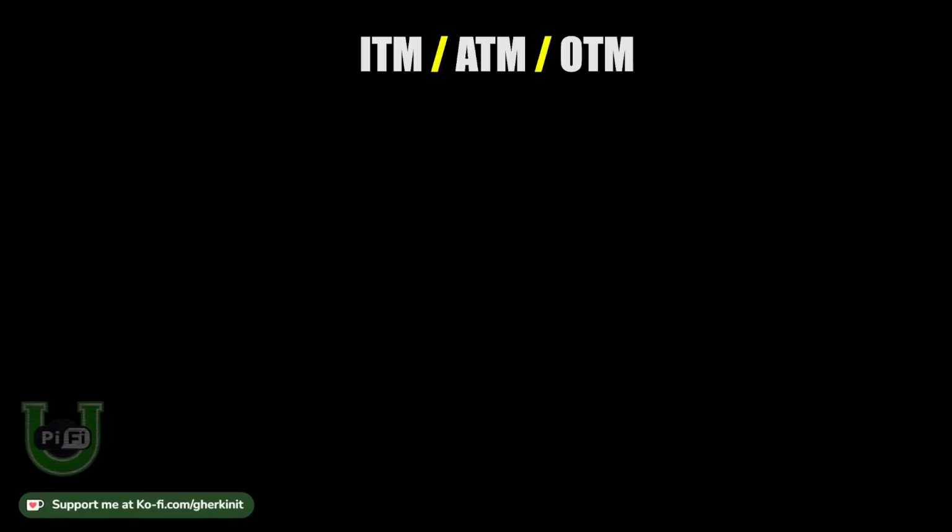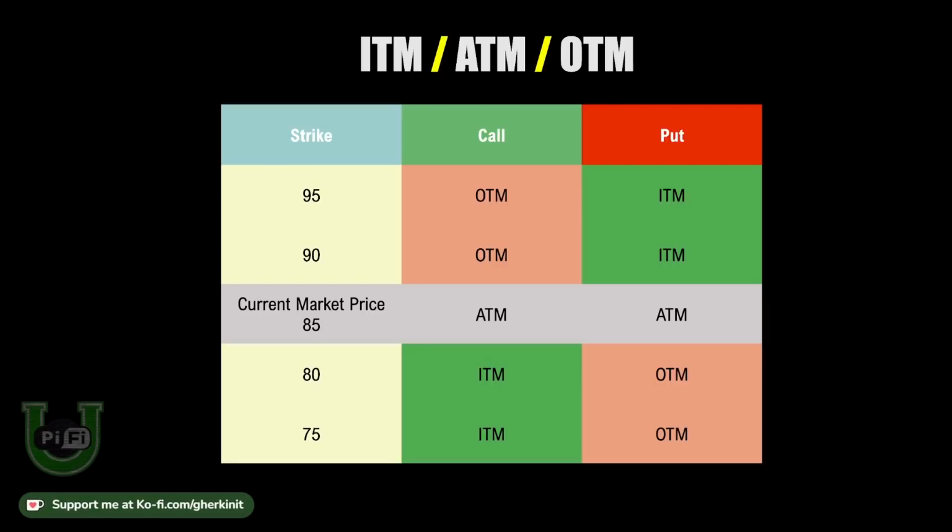Let's define some terms known as in the money, at the money, and out of the money, commonly abbreviated as ITM, ATM, and OTM. This is what an options chain looks like. You will see on the left strikes, you will see calls and puts. In this example, our current market price for the underlying stock is $85. This is known as at the money. So, stock XYZ is now trading at a market price of $85.